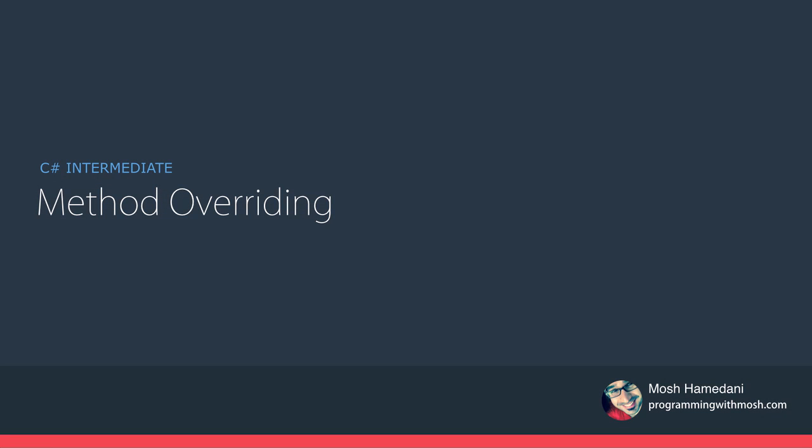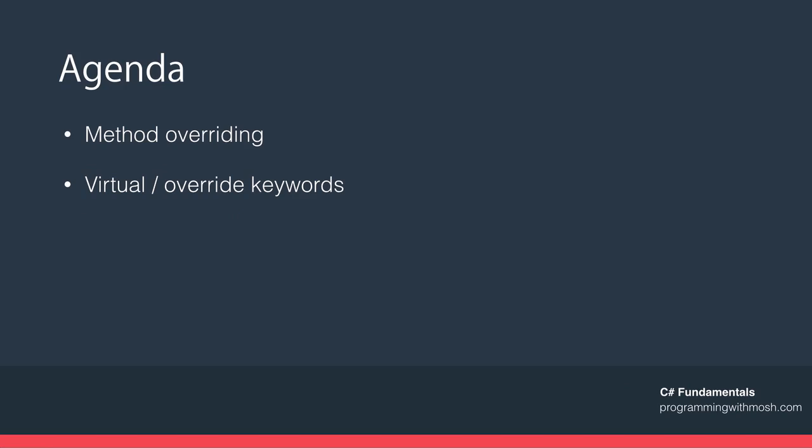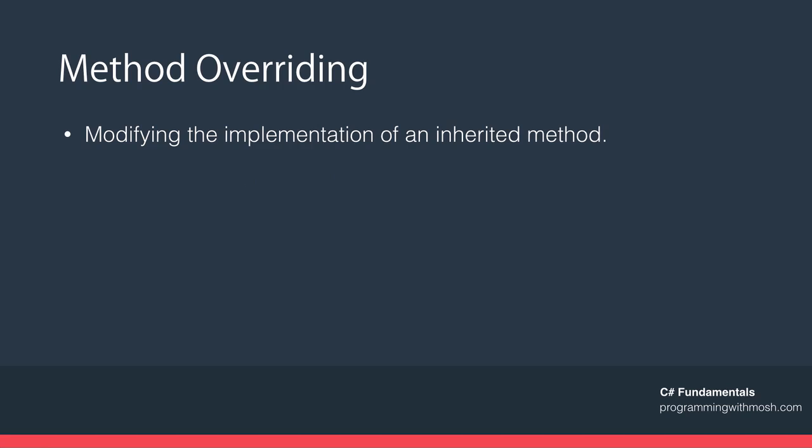Okay, we got to method overriding. In this lecture, I'm going to talk about what is method overriding and introduce you to two powerful keywords in C# called virtual and override. Method overriding is simply modifying the implementation of an inherited method.